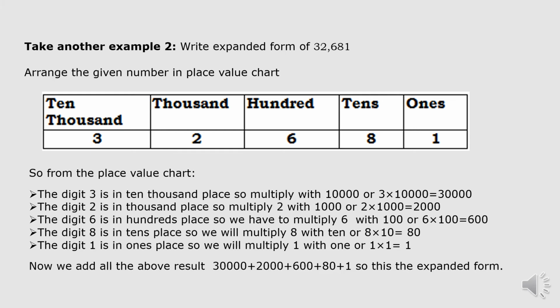You will get 2000. 6 is in hundreds place. Multiply that with 100. You will get 600. And 8 is in tens place. Multiply that with 10. You will get 80. And 1 is in ones place. So multiply that with 1. Now sum up or add all the numbers. That is 30,000 plus 2000 plus 600 plus 80 plus 1, which will give you the expanded form for the given number.